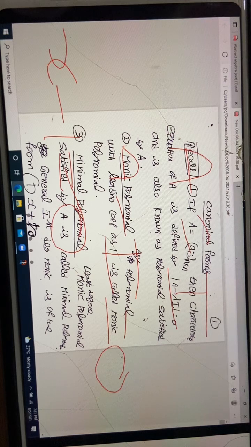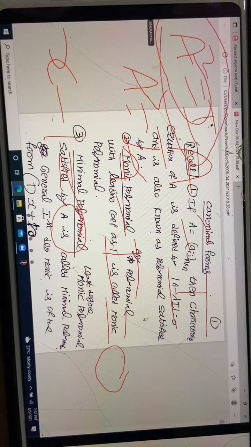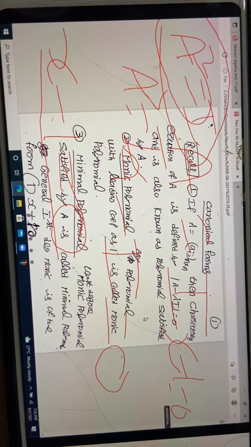This is the polynomial satisfied by A, is it not? x minus 1 equal to 0 is the polynomial satisfied by A. Why? Because if you replace x by A, you are getting A minus I equal to 0. But when A equals I, you know that A square is also I, A cube is also I. That means A is satisfying not only x minus 1 equal to 0, A is satisfying x square minus 1 equal to 0, and A is also satisfying x cube minus 1 equal to 0.